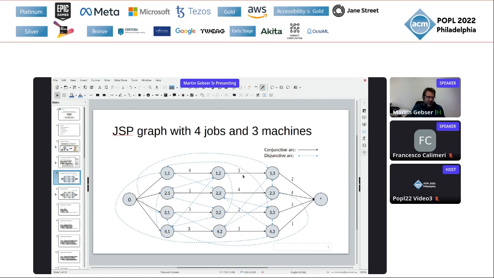And what makes it highly combinatorial are these dashed disjunctive arcs, and they connect the operations that need to be performed by the same machine, and those compete basically for a resource. And there we also have to decide on an order. So permutations play a role, and that's quite heavily combinatorial, what we get here.